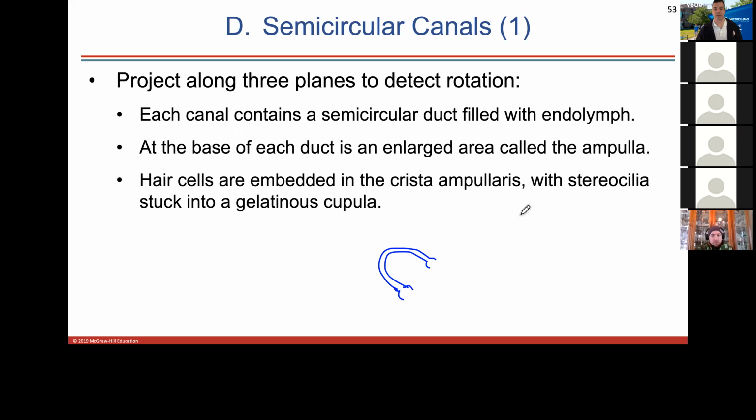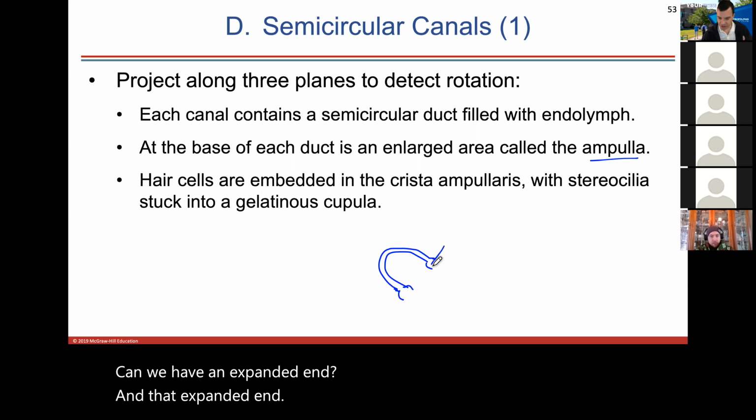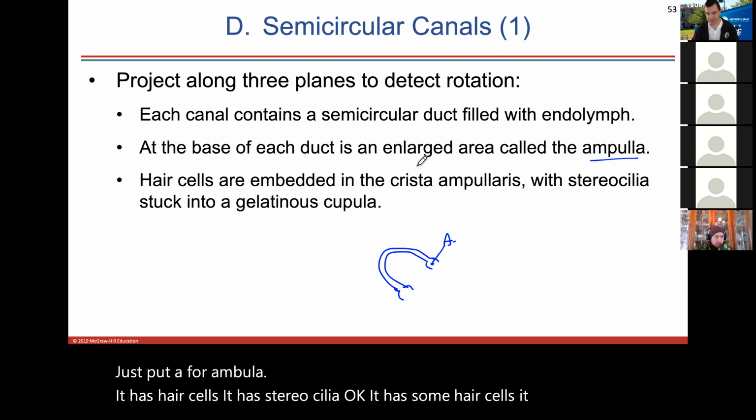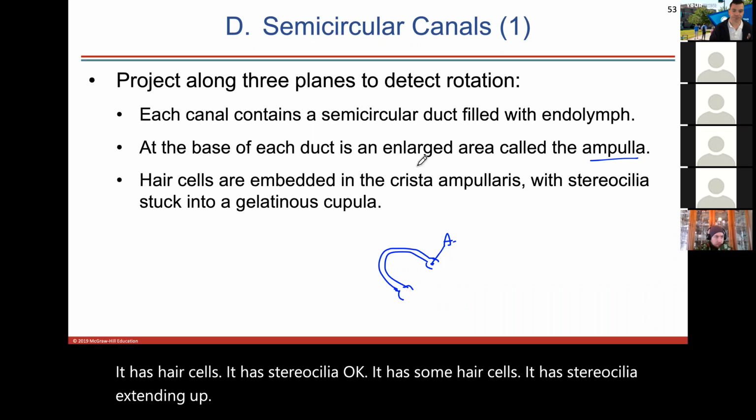Okay. We have an expanded end, and that expanded end is called the ampulla. Let's put A for ampulla. It has hair cells. It has stereocilia extending up.